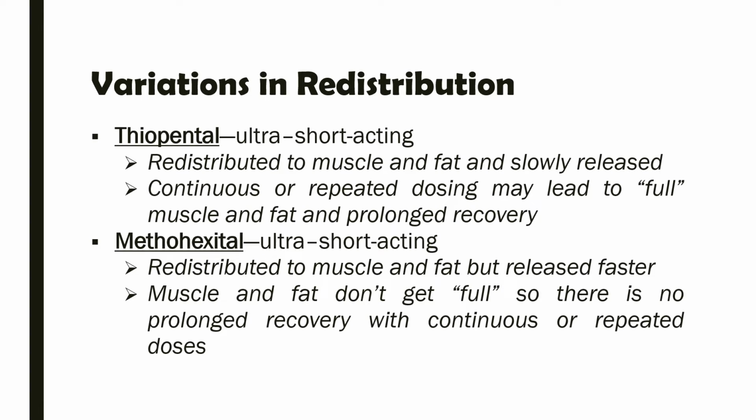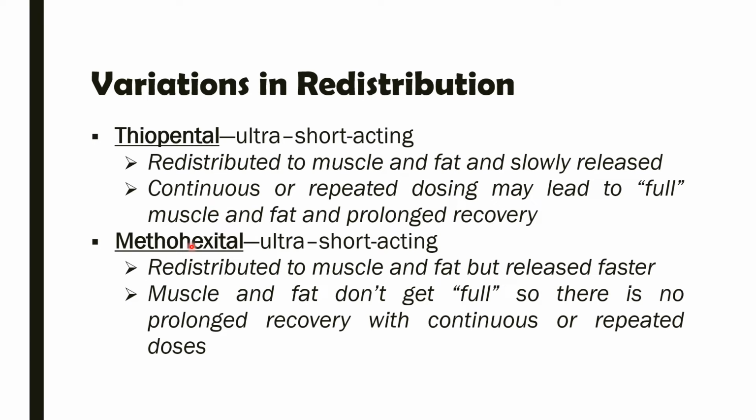The ultra short acting barbiturates will vary in their redistribution. In the case of thiopental, an ultra short acting barbiturate, it is redistributed to the muscle and the fat, and after that it accumulates in the brain and the viscera. In the muscle and the fat, it is slowly released from the body. The clinical significance of this is that continuous or repeated dosing of the drug may lead to the muscle and fat becoming full, meaning that it accumulates in the muscle and fat, resulting in a prolonged recovery from anesthesia.